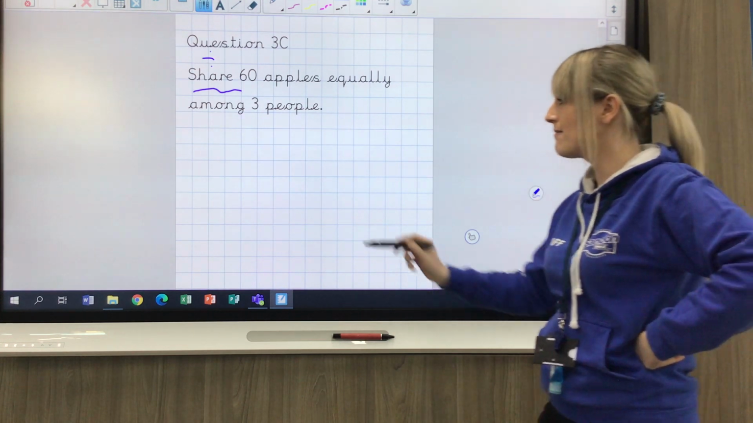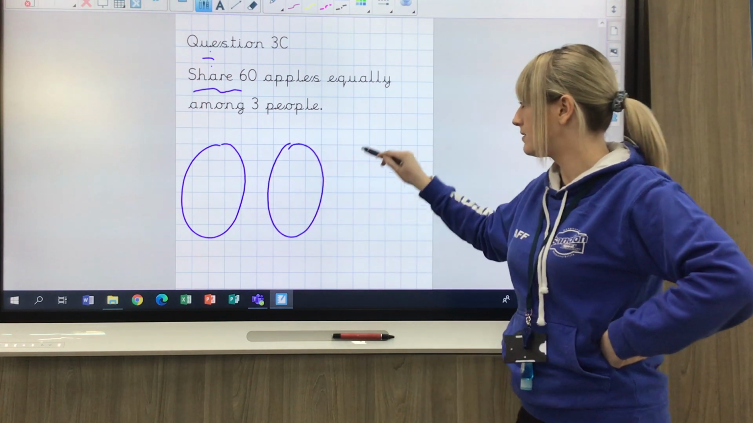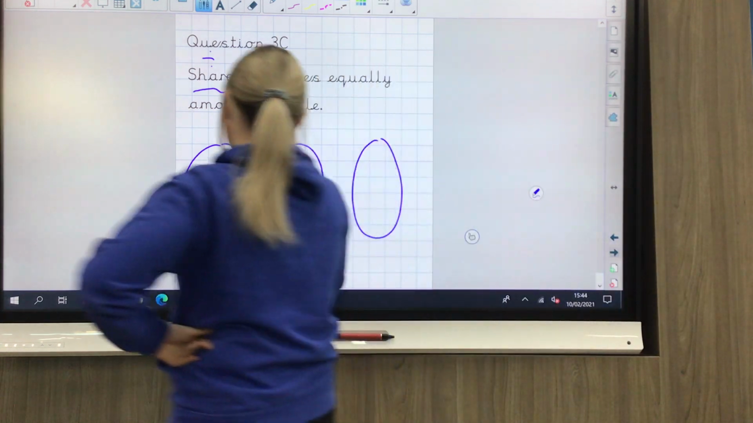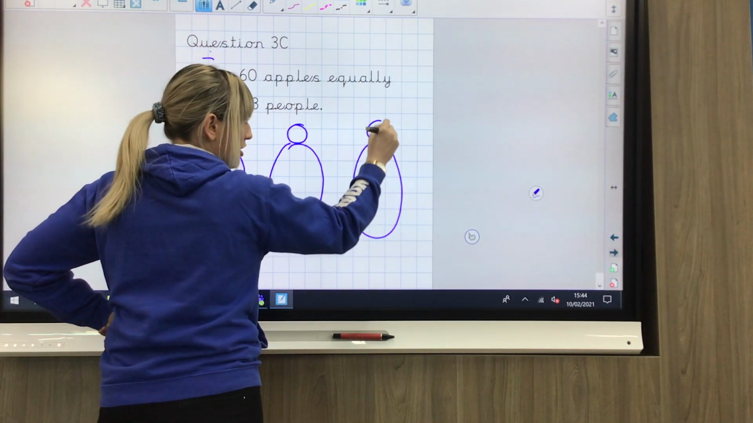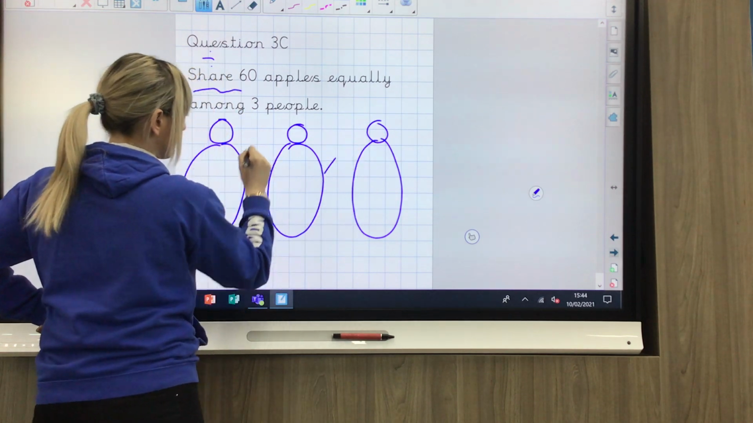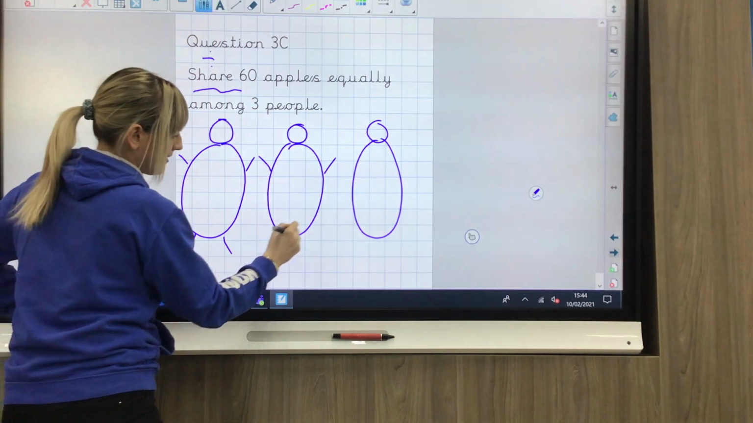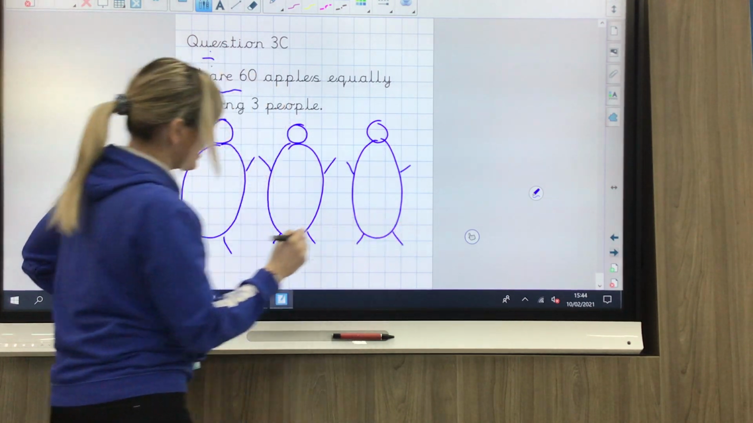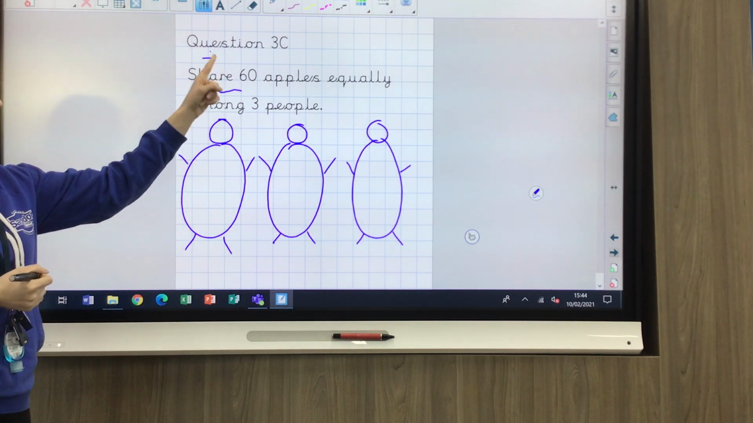I'm going to draw again. Here's my 3 people. Shall we make those circles look a bit more like people? Let's put some heads on them. Look like potato people. Let's put some arms. Some legs. I'm glad people really don't look like this. There we go, our potato people. Okay, so we've got to share 60 apples.